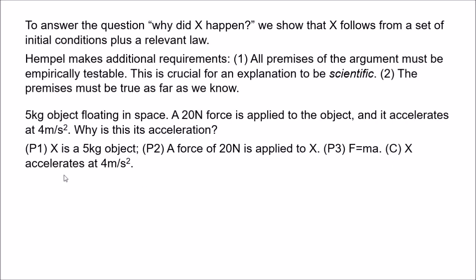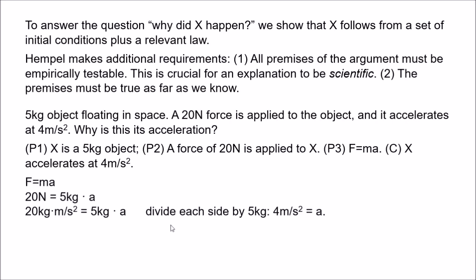More specifically, the derivation would look like this. You have a force of 20 newtons, that's 20 kilogram meters per second squared, and the mass is 5 kilograms, so you plug that into the formula. If you divide each side of this by 5 kilograms, then you get 4 meters per second squared is equal to the acceleration. So that's the explanation.